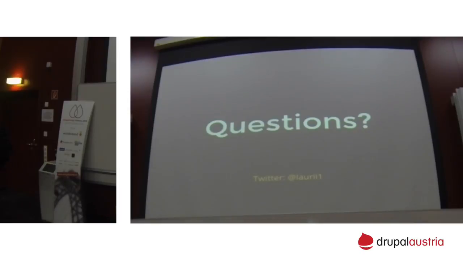So there was a question. Is there a way for a normal person to understand render arrays? I find the documentation on the renderer awfully confusing, and I would like to learn about it. So the question was, is there a way for a normal person to understand render arrays?